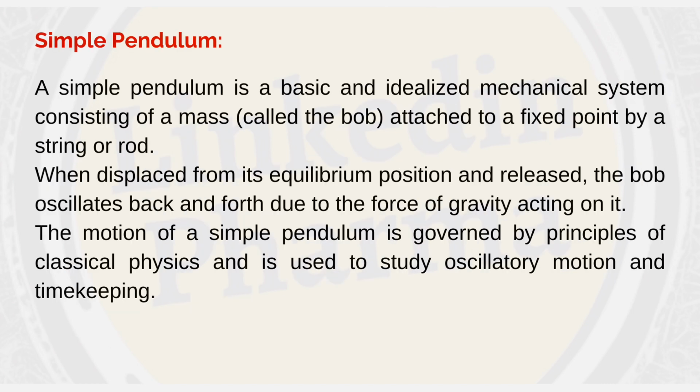Simple pendulum. A simple pendulum is a basic and idealized mechanical system consisting of a mass, called the bob, attached to a fixed point by a string or rod. When displaced from its equilibrium position and released, the bob oscillates back and forth due to the force of gravity acting on it. The motion of a simple pendulum is governed by principles of classical physics and is used to study oscillatory motion and timekeeping.